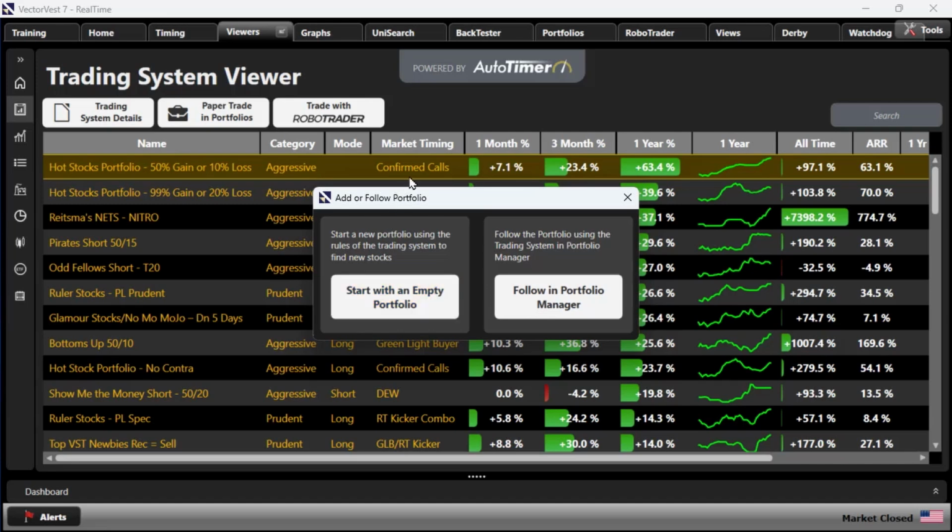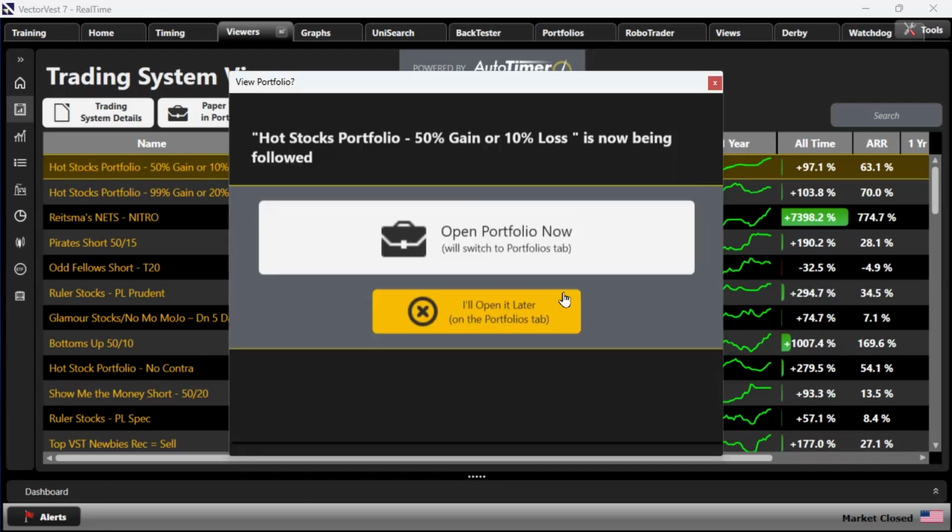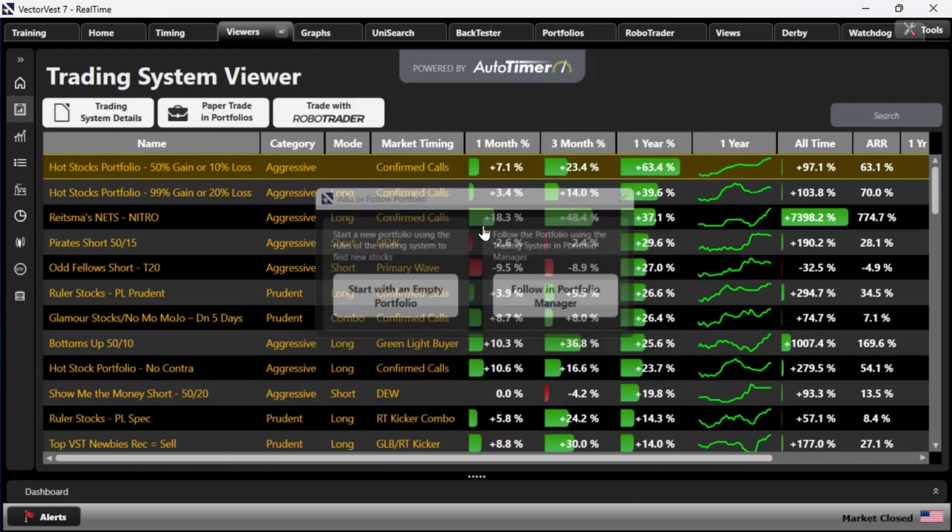You always want to start a new trading system campaign at a fresh signal. We're in a confirmed up, but we got that confirmed up a few months ago now. And in terms of confirmed up and down cycles, we're at the upper end of the range in terms of duration of a confirmed up. So I'm going to follow it in the portfolio manager. And I'm going to click on open portfolio now.